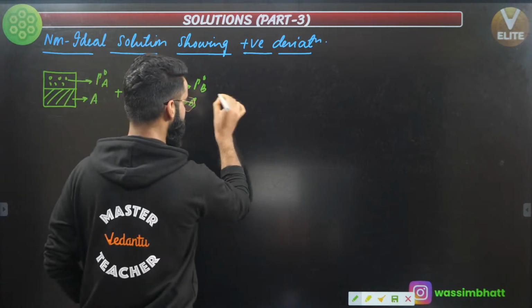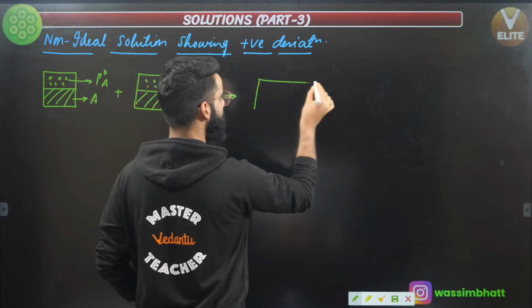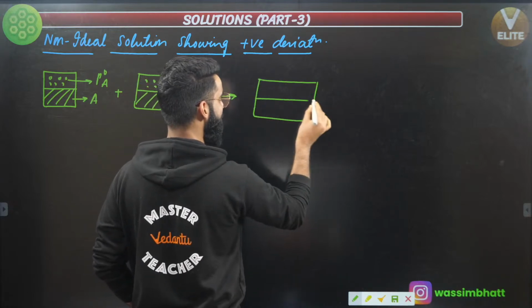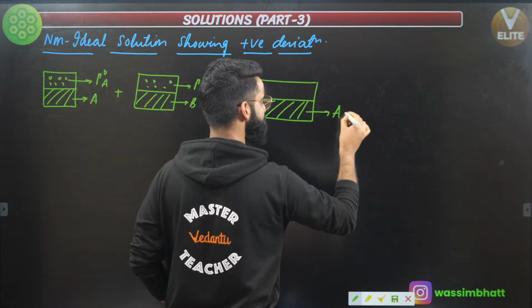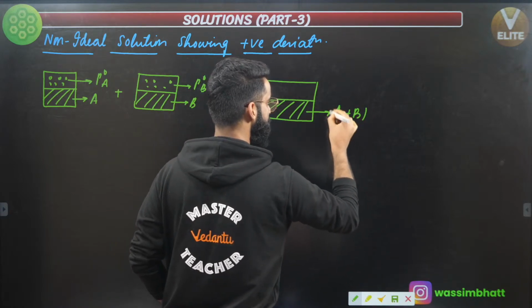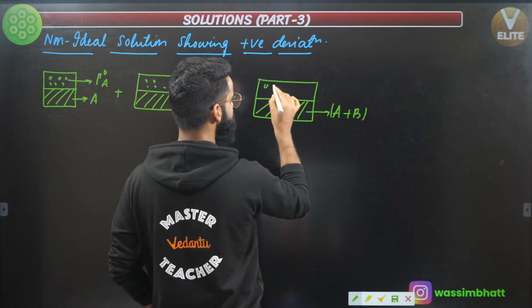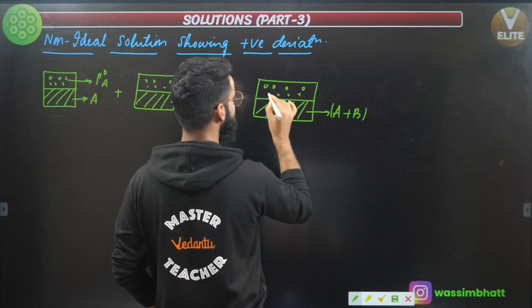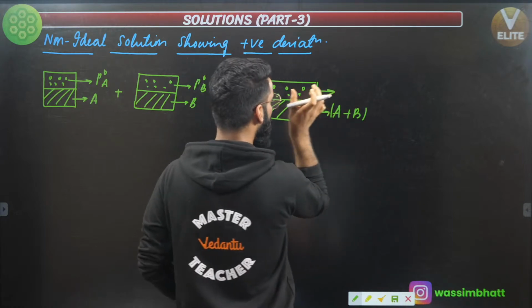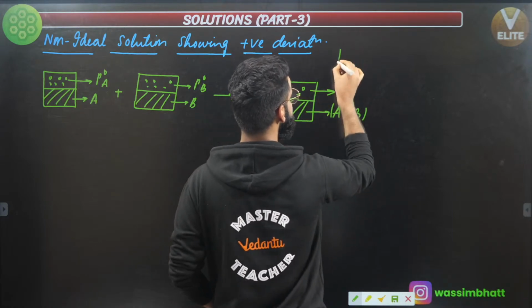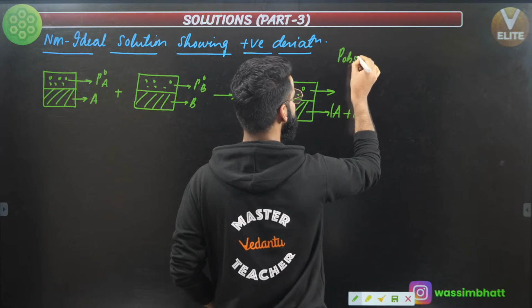Now, what I'm doing is mixing them up. After mixing, I get a solution of A and B. Right here, you'll have the vapors of both A and B, and the observed vapor pressure of the solution I'm representing by P obs.